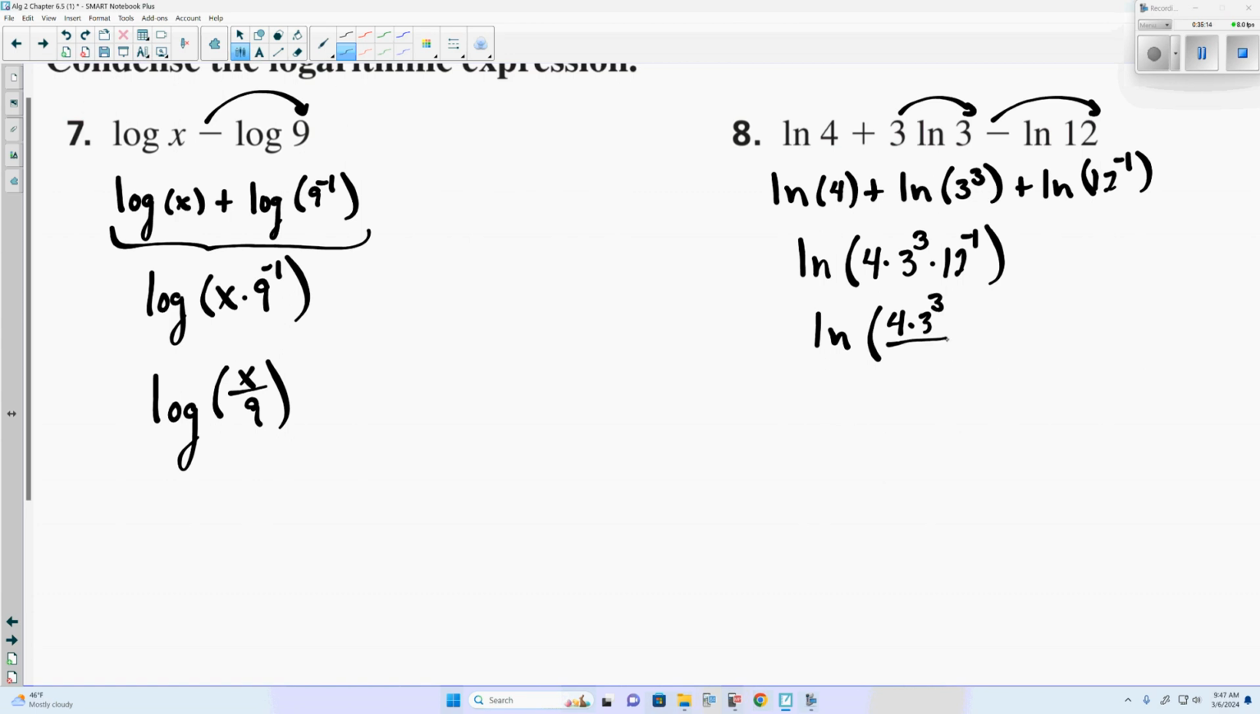3 to the third. 12. Which would indeed be 4 times 27 over 12, which actually ends up being 9. Because 12 is 3 times 4, yes? So one of the 3's and one of the 4's in top would cancel with 12, leaving us with 3 squared, which is 9. Questions on this here?